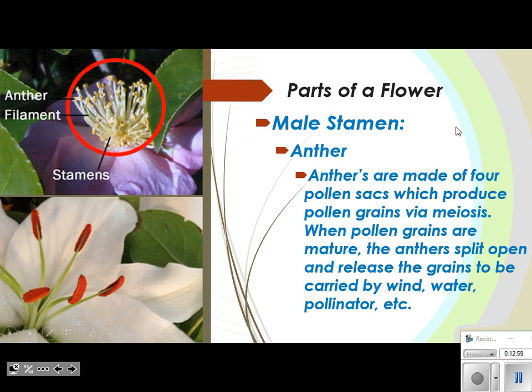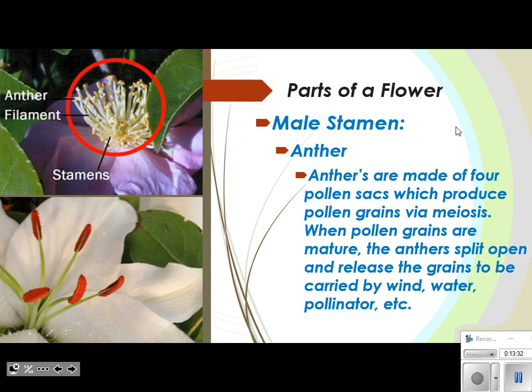The stamen consists of two parts. The first one is the anther. The anthers are made of 4 pollen sacs which produce pollen grains via meiosis. So the anther makes pollen grains by the process of meiosis. We've talked about meiosis at the beginning of this semester. Okay? Pollen grains are made by meiosis.